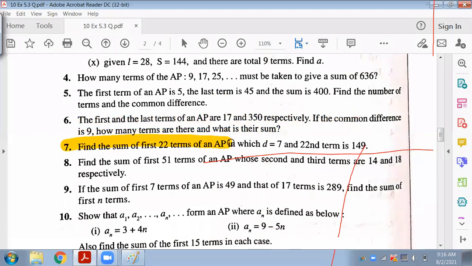Find the sum of the first 22 terms of an AP in which d is 7, that means the common difference is 7, and the 22nd term is 149. So in this question, the first term is not given, but the common difference is given. You have to find the sum of the first 22 terms, and the 22nd term is given to us. The 22nd term is 149.